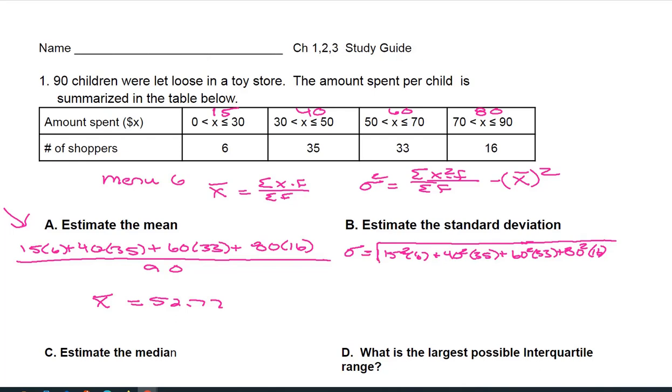And now I'm still going to divide that by the sum of the frequencies, which is 90. And then I'm going to subtract the mean squared, which I've already figured out. Notice how this got 7, 7. It really was 7, 7. I am going to make sure when I put this on here, 52.77, and then it's supposed to be squared, okay?